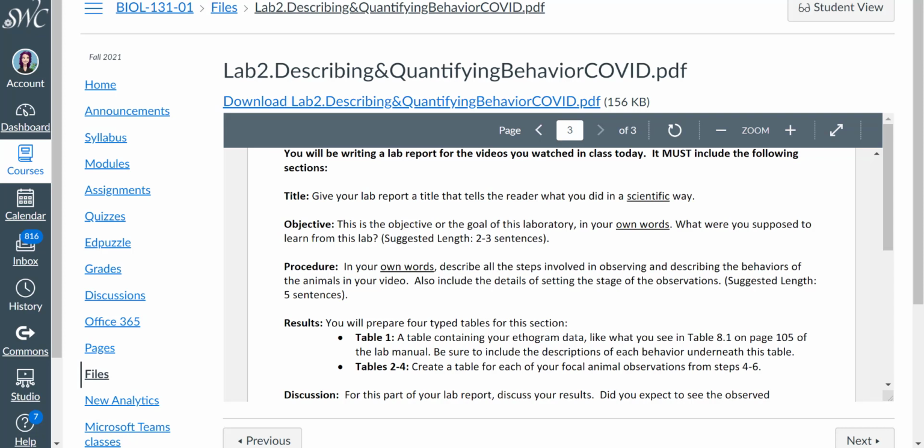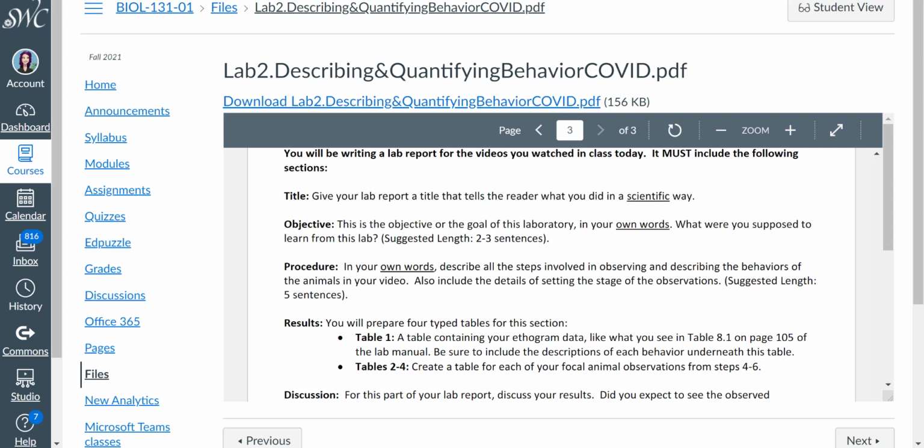Next up, procedure. This is going to be about 5 to 6 sentences. You need to describe in your own words all the steps you took during your observation of the animals in these videos and how you went about describing their behaviors.